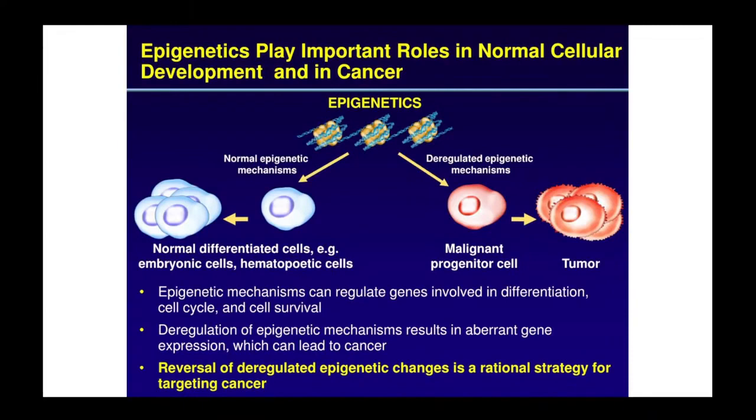So the epigenetic mechanism can regulate genes involved in differentiation, cell cycle, and cell survival. Deregulation of epigenetic mechanisms results in aberrant gene expression, which can lead to cancer. Reversal of deregulated epigenetic changes is a rational strategy for targeting cancer.